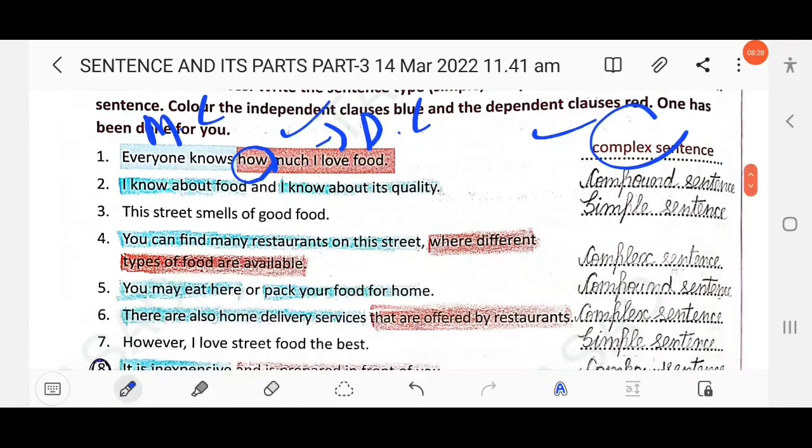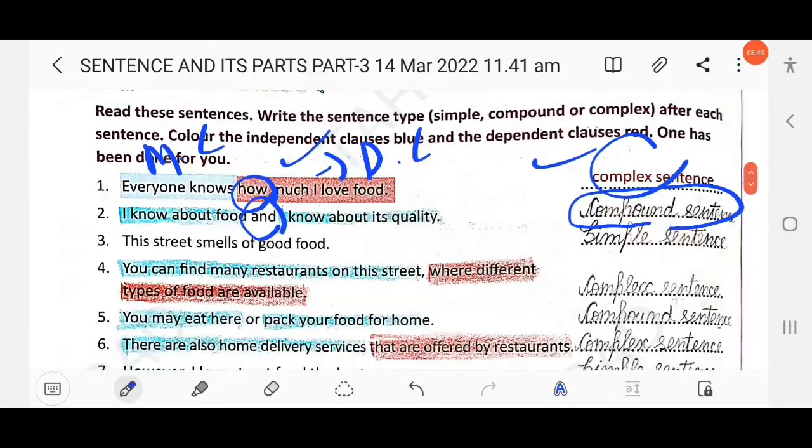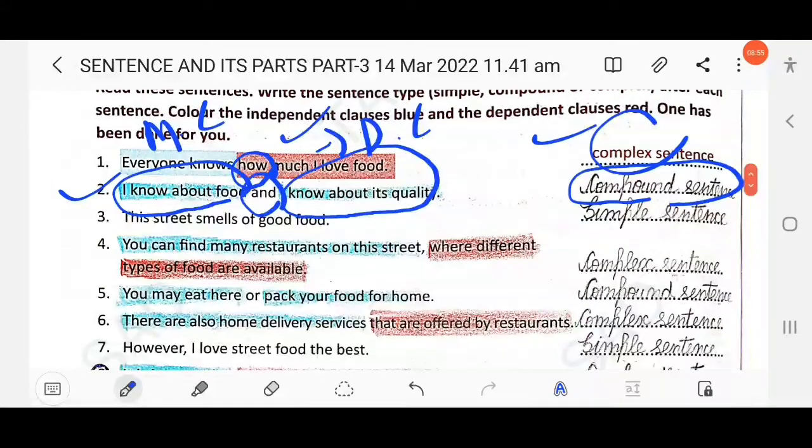Clear? The next one here: I know about food and I know about its quality. So here you find there is use of a coordinating conjunction, and. So this is a compound sentence. So here you have to mention this is a compound sentence and here you have to color. Okay. So there are two independent clauses. I know about food, I know about its quality. So here, yes, two independent clauses are in this sentence. Clear? The next here: this street smells of good food. There is only one finite verb, smells. This is a simple sentence. Clear?